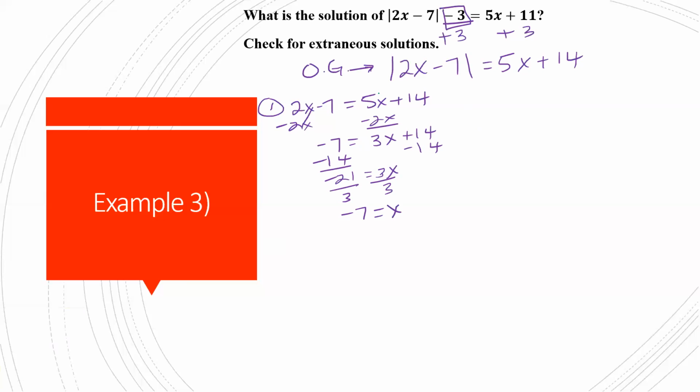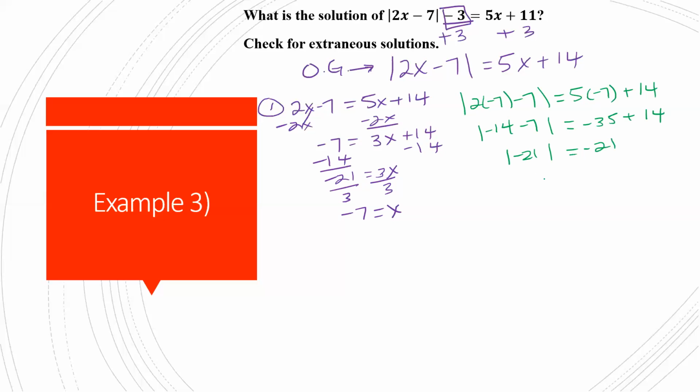So I'm going to test, and again, into the original. So we have the absolute value of 2 times negative 7 minus 7 equals 5 times negative 7 plus 14. And 2 times negative 7 is negative 14 minus 7 equals negative 35 plus 14. This gives me the absolute value of negative 21 equals negative 21. The absolute value of negative 21 is, however, positive 21. So therefore, these are not equal, and this is an extraneous solution.